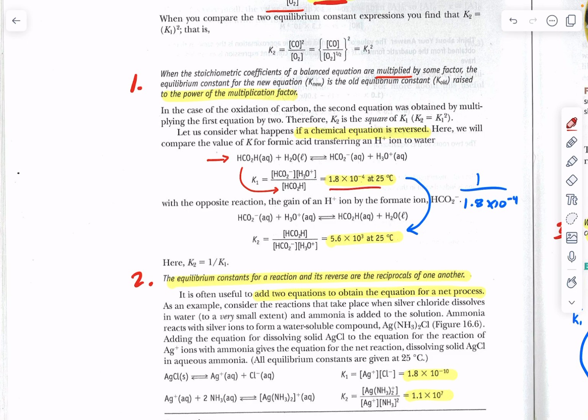Now let's suppose we wonder about the reverse reaction. Now, before we do the reverse reaction, you'll notice that this is a -4 for my exponent, which means this reaction is reactant favored. It does not want to go to the right very much, which is why the numerator is so small compared to the denominator.